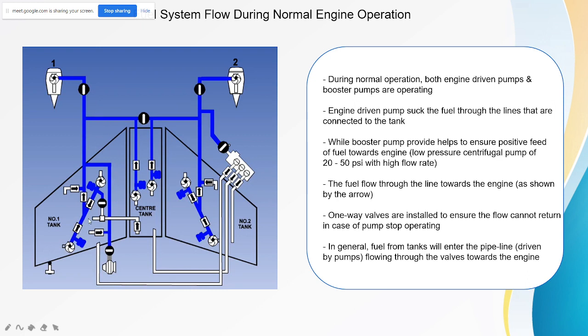Usually, the booster pump operates from 20 to 50 psi, but it gives a high flow rate. So the fuel flows through the line towards the engine. We can see the direction from the arrows given here. All of it is directed towards the engine. One-way valves are installed to ensure that the flow cannot return in case the pump stops operating. So in general, the fuel from the tanks will enter the pipeline, then it will be driven by the pumps, flowing through the valves towards the engine.